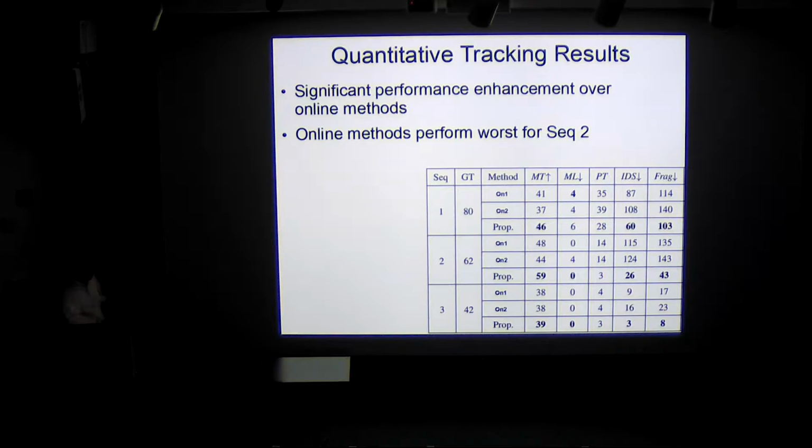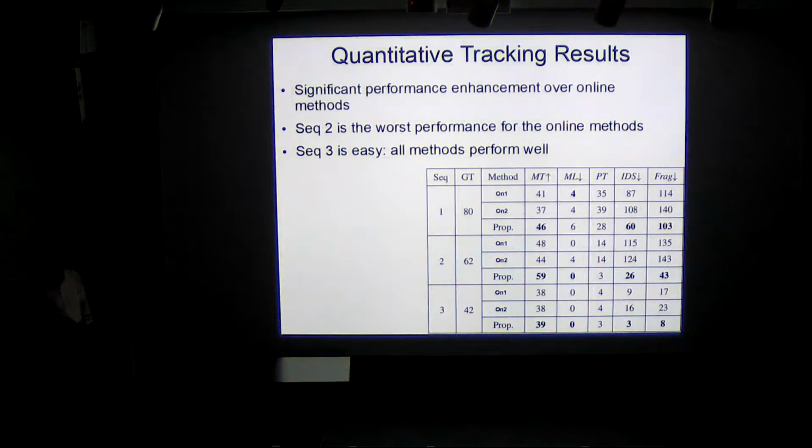The online methods perform worse on sequence 2, and the reason for that is because it has several two-way roads. They're not able to distinguish between the association of the vehicles traveling in one direction and those traveling in the other direction. They're in close proximity to each other. Sequence 3 is easy. All the methods perform well on sequence 3.